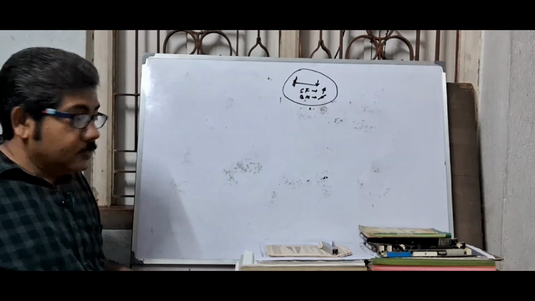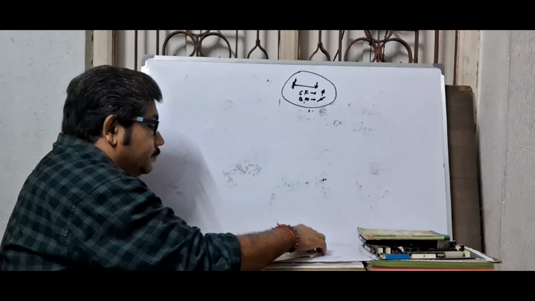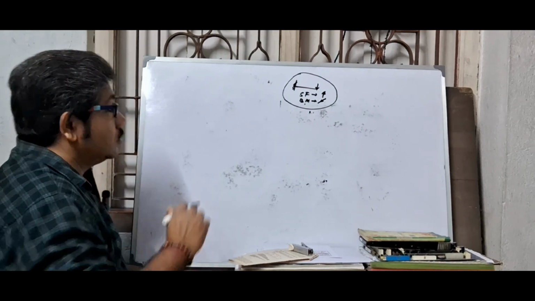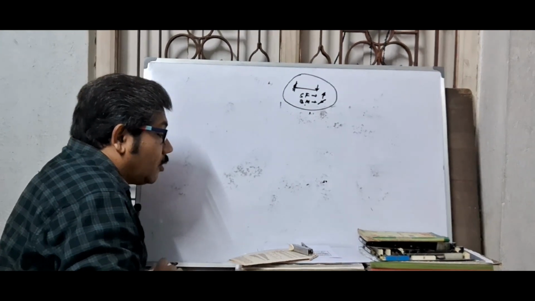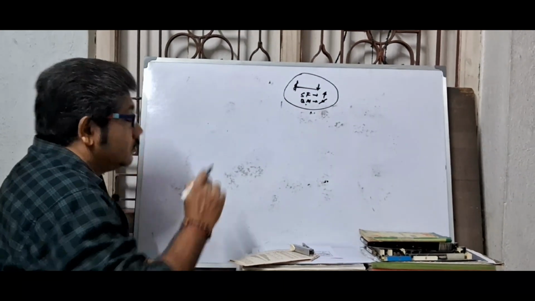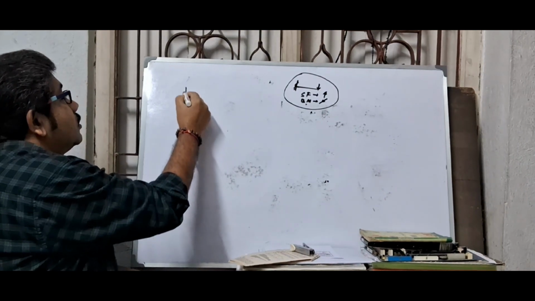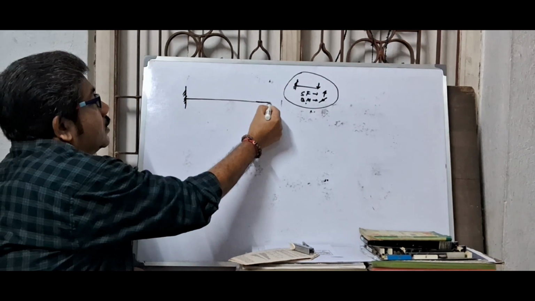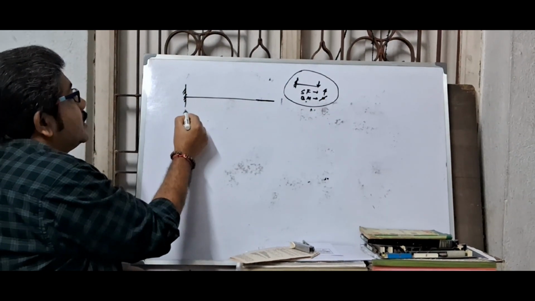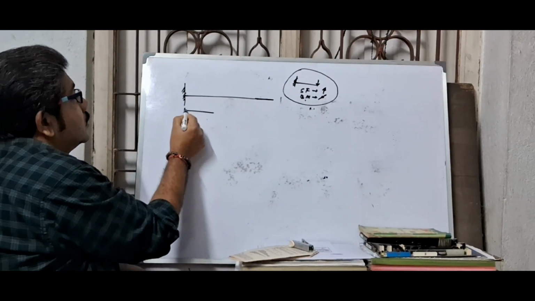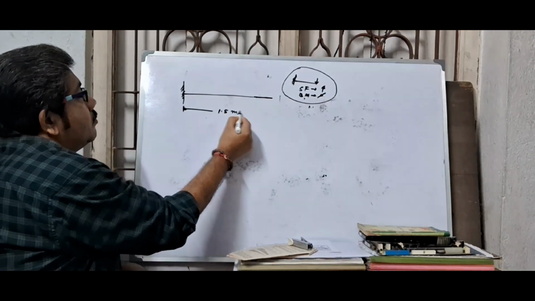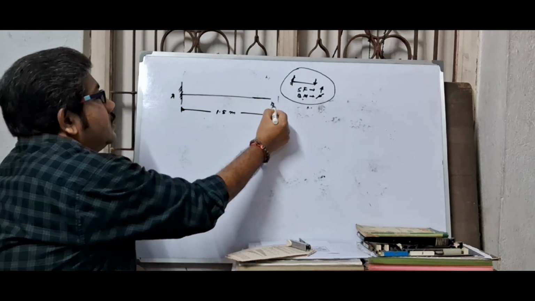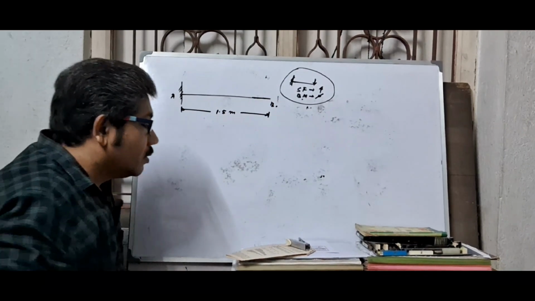Read the problem. Problem 1. A cantilever beam 1.5 meter long. First of all, draw the diagram. A cantilever beam 1.5 meter long. Suppose it is AB.